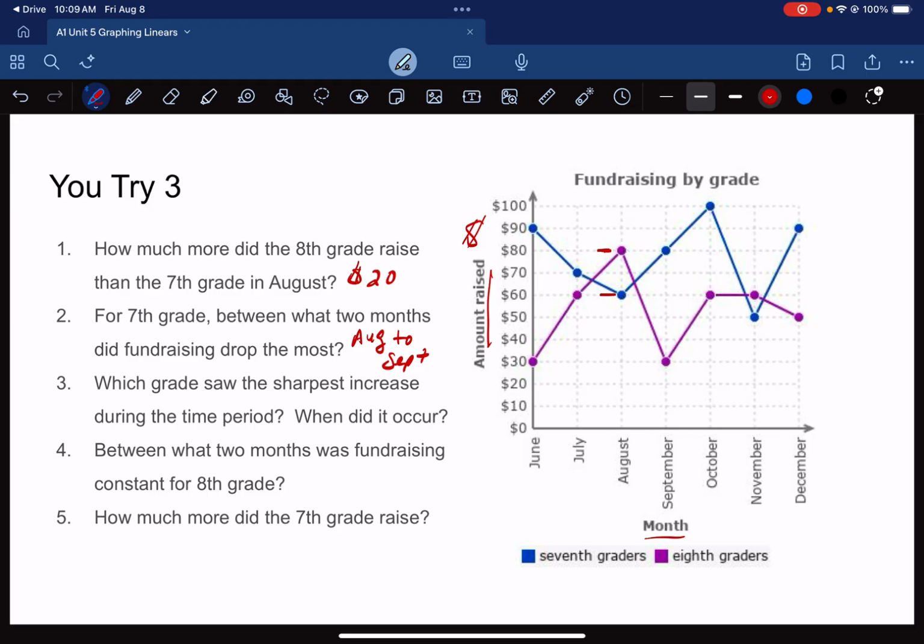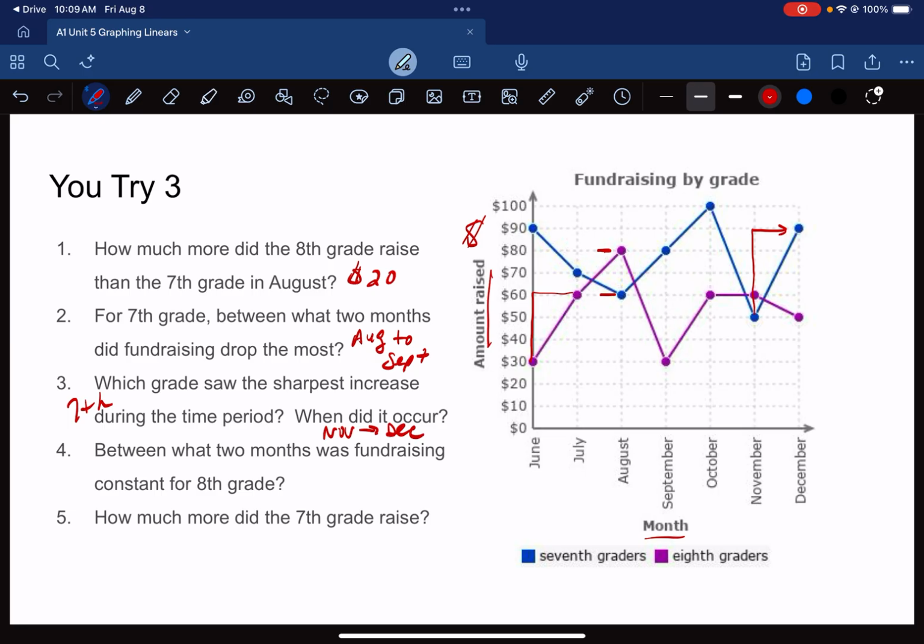Which grades saw the sharpest increase during the time period? So where's the sharpest increase? Let's see. Here's a pretty good increase. This goes up 10, 20, 30. This one goes up 10, 20, 30, 40. This one only goes up 30. So yeah, I would say it's probably this grade 7. Which grade? 7th. And when did it occur? November to December.